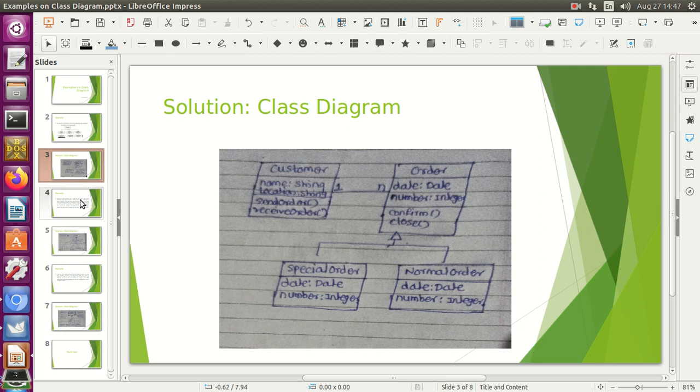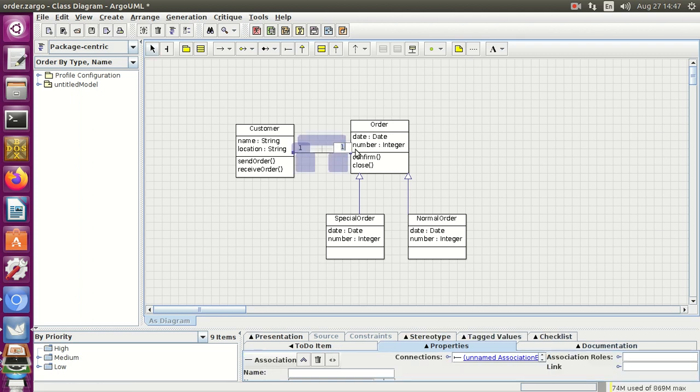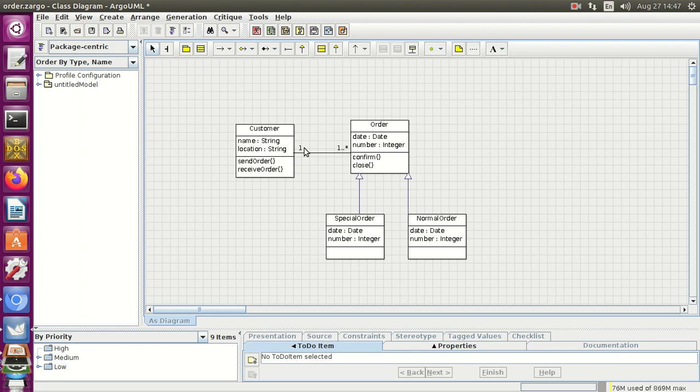Here I have drawn this diagram in the ArgoUML tool. Again, the Customer class is there and the Order class is there. In between these two there is a relationship: one customer can order one or many orders. Likewise we have mentioned here one customer can order one or many orders. Again, in the Customer class these two are the attributes, name and location, and in the Order class date and number are there. And again, the order can be a special order or a normal order. So likewise you can draw the class diagram from the object diagram.